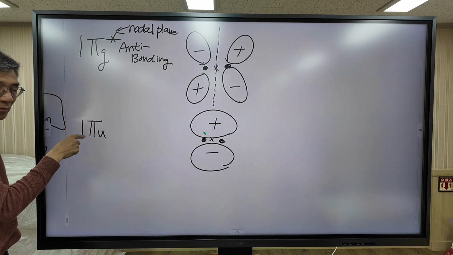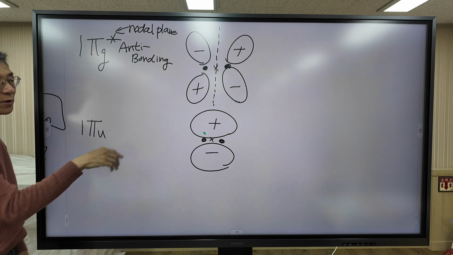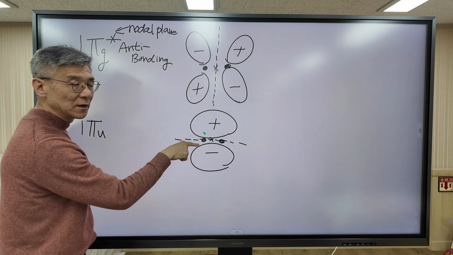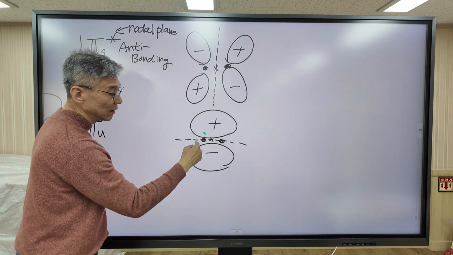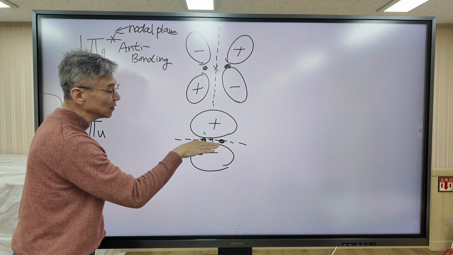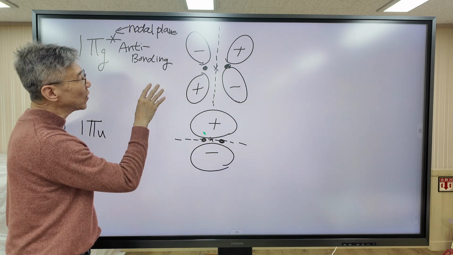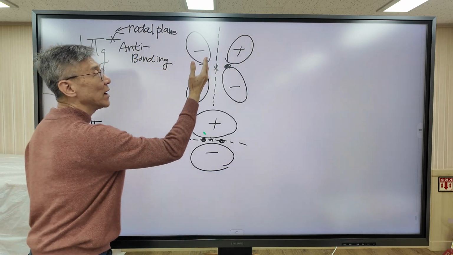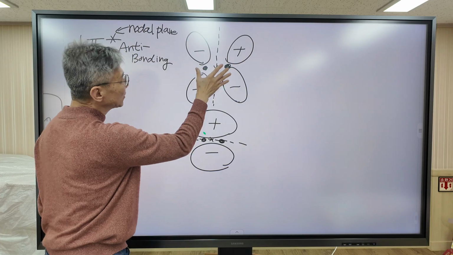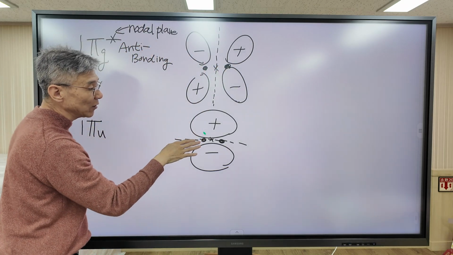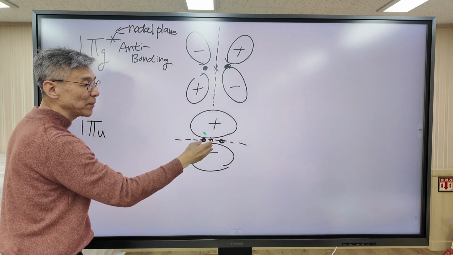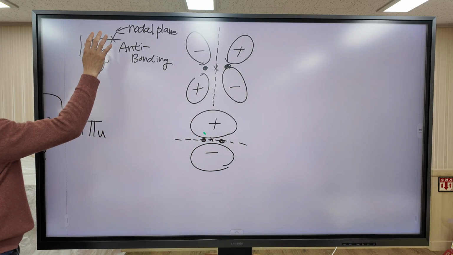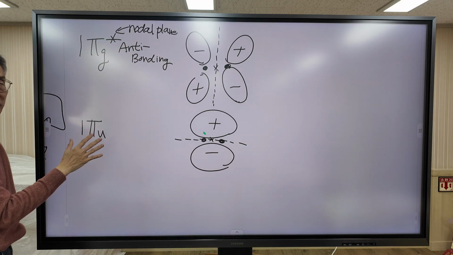But take a look at this orbital. This orbital also has a nodal plane here. But this nodal plane does not pass between the two nuclei. This nodal plane contains the nuclei. Then this orbital is not an anti-bonding orbital. The requirement for an orbital to be anti-bonding is that the nodal plane passes between the two nuclei. So this orbital is an anti-bonding orbital, but this orbital, even though it has a nodal plane, does not have one passing between the two nuclei. So this orbital is a bonding orbital.